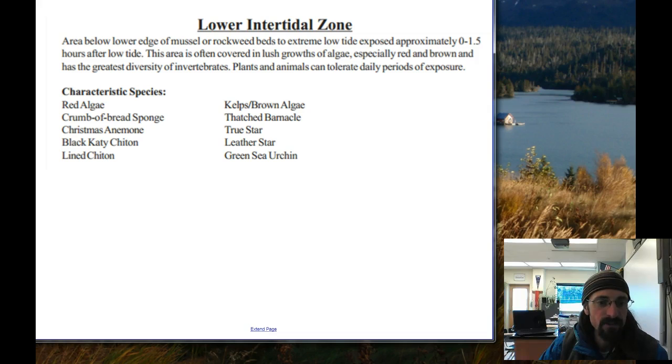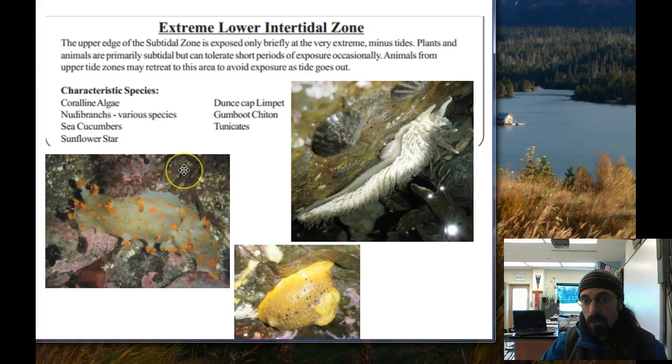As we drop down even further, now you're getting into stars that don't move so quickly or can't stay out of the water as long. Again, your algae start to show up there, red algae, chitons. If you've been out with me, we've found chitons before. Now, when we get into that extreme lower intertidal zone, well, that's where we find our treasures.